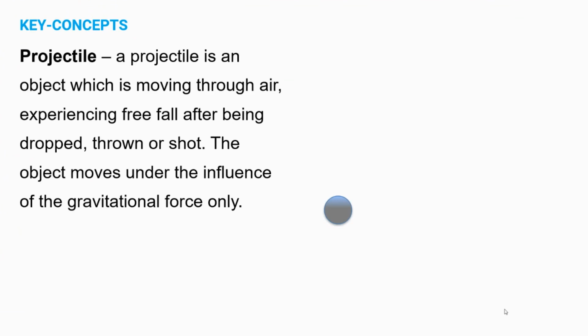A projectile is an object which is moving through air, experiencing free fall after being dropped, thrown, or shot. We can say after being projected or after being launched, right? The object moves under the influence of the gravitational force only.